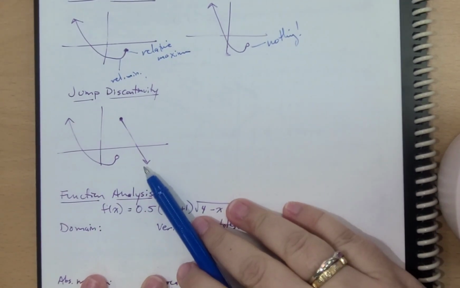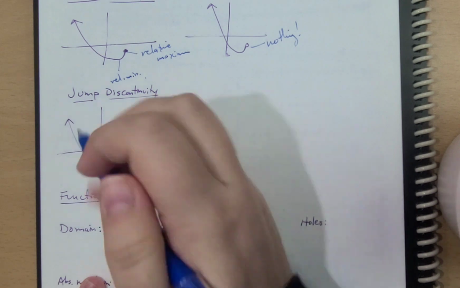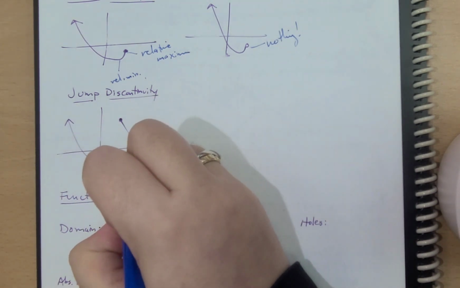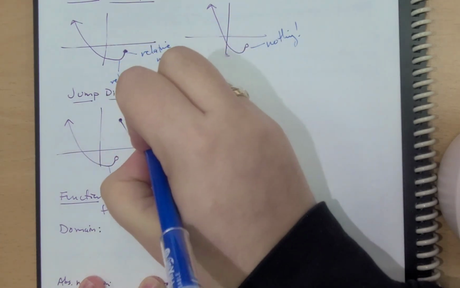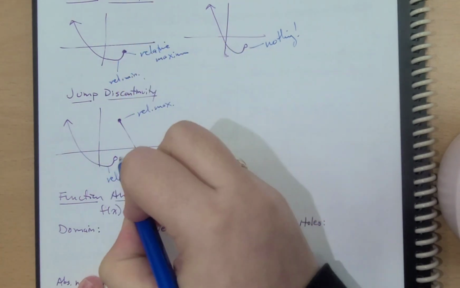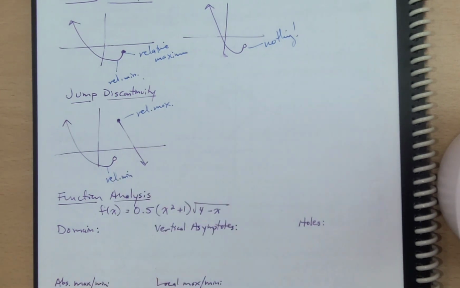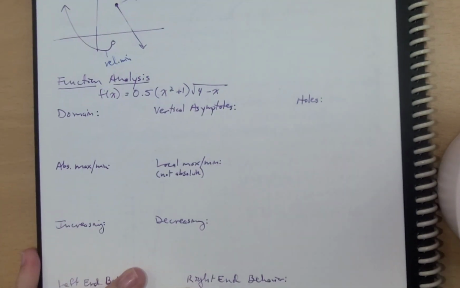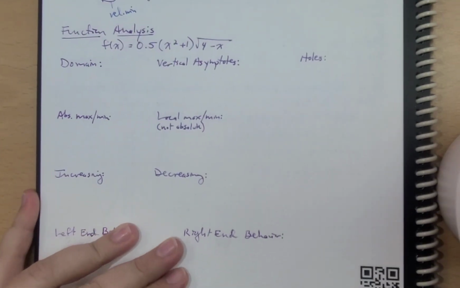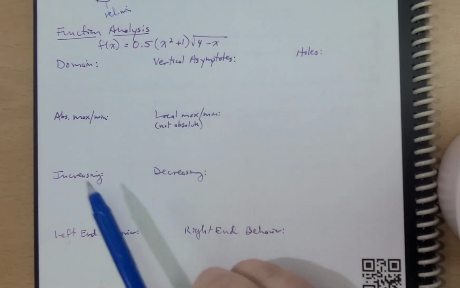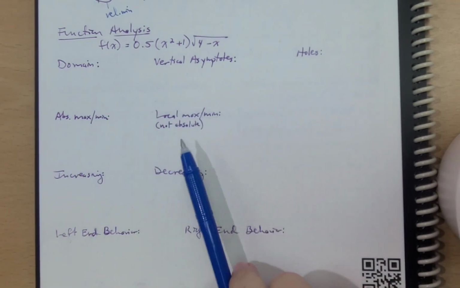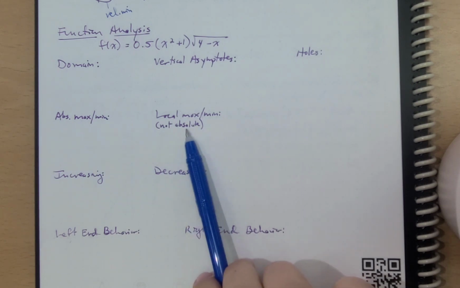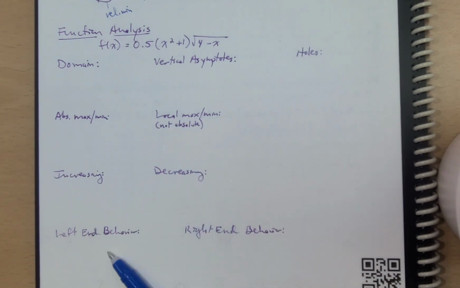Here, if we have a jump discontinuity, this point here would be a relative minimum, but this point here would be a relative maximum. But again, that whole thing is going to be nothing. All right, let's put all this together by talking about function analysis, which is just when we analyze a function. So here we're given a function, we're asked to find the domain, vertical asymptotes, holes, absolute maximum or minimum, local maximum or minimum, not necessarily the absolute, where it's increasing, where it's decreasing, our left end and our right end behavior. So I'm going to put that in the calculator.